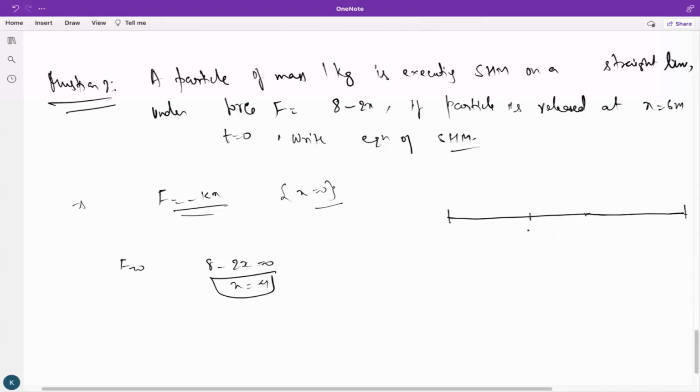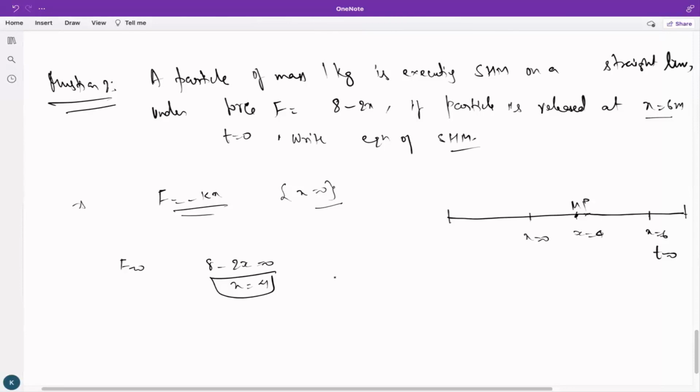So let me write x equal to 0 here, and this is x equal to 4. So this is our mean position. And the particle is released at x equal to 6 meter, somewhere here. Here t is equal to 0. So there is some change in phase. There is some initial phase, because our phi is not 0 here.